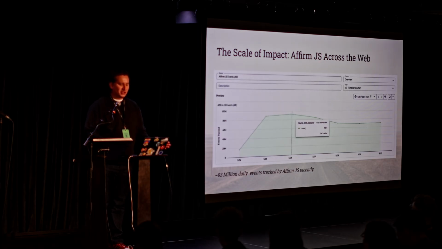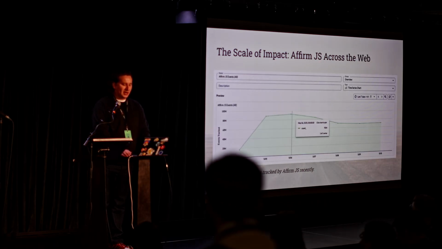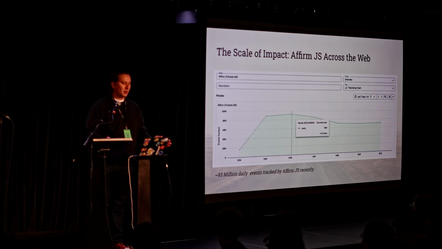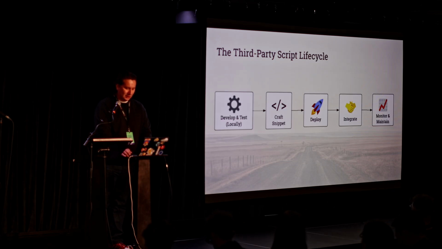So when it comes to reach, Affirm.js operates on a massive scale across many different websites. This graph over here shows the tracking just from Affirm.js daily, and it's about 93 million events per day. That volume really highlights why building robust code and understanding the third-party landscape is so crucial.